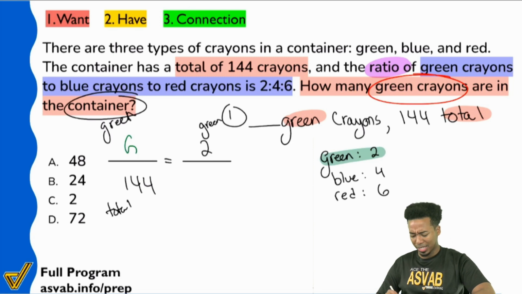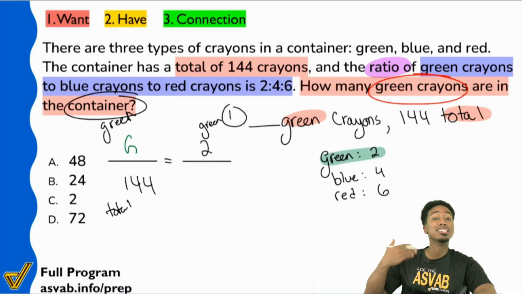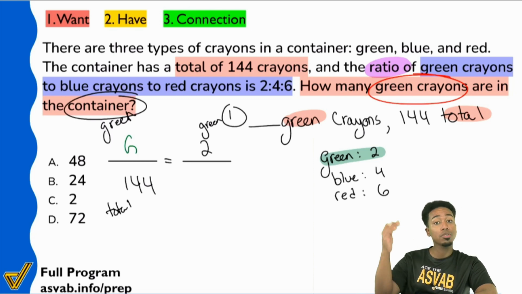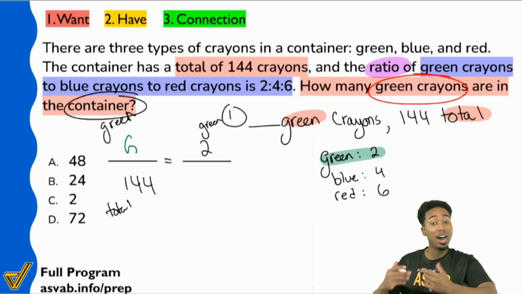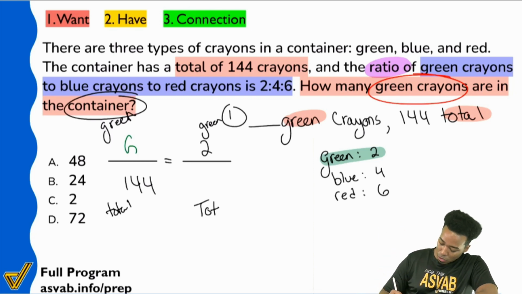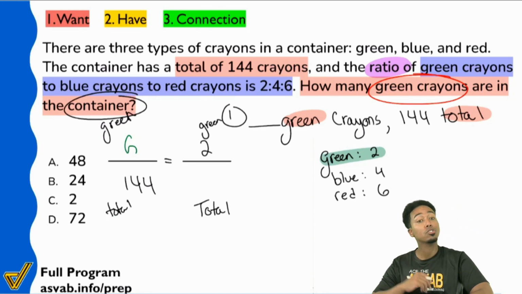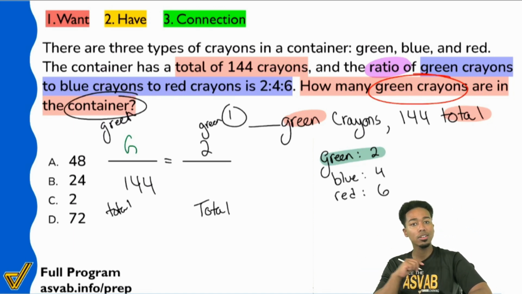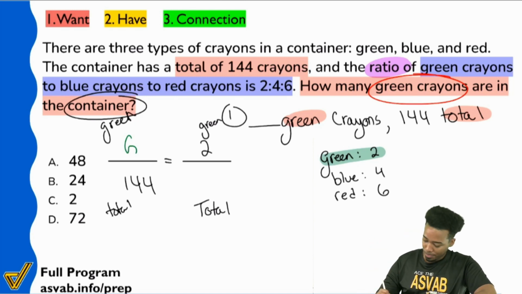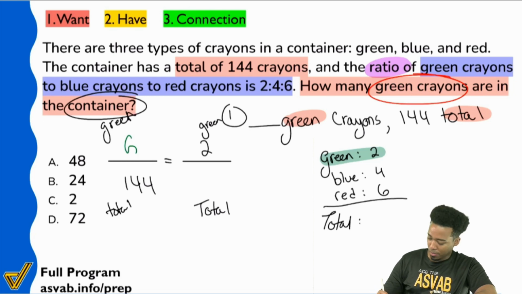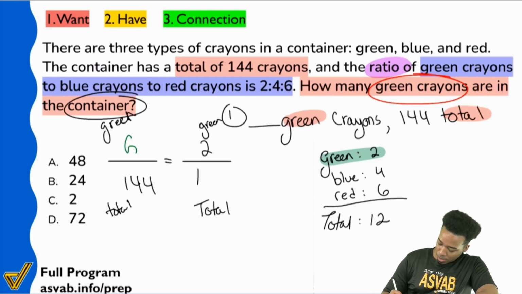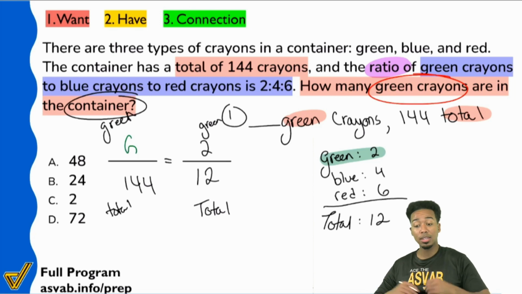But what am I going to put down here? Well, we have to represent the same things in the same way. The tops represent green, the denominators, the bottoms, represent total. And so we're going to add these right here. We're going to add them up. 2 plus 4 plus 6 is what? 12. Exactly. So we plug that in right there. And now we can solve.